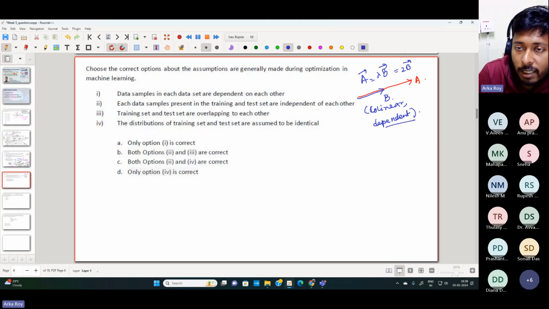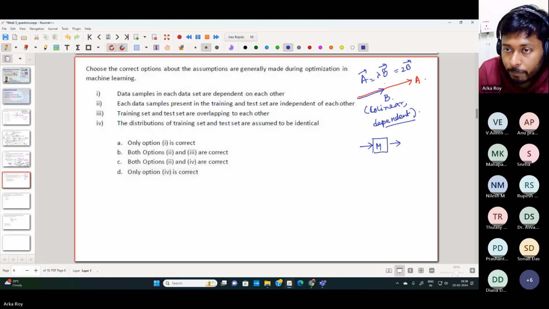So now let us consider you are training a model by feeding these two data. Let us consider this is a model M, and you are feeding these two particular data to get it classified into class A or class B. As the data itself is dependent on each other, your model will not be able to distinguish which of the data belongs to which particular class. So there is no distinction.